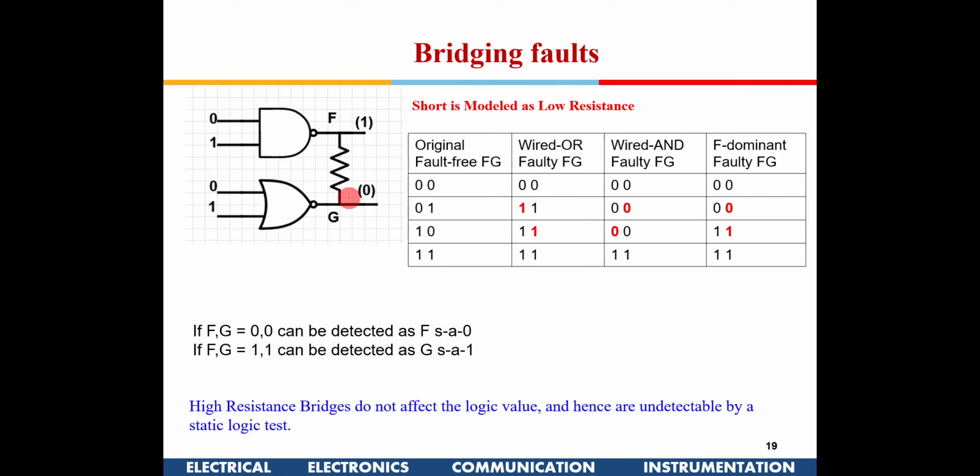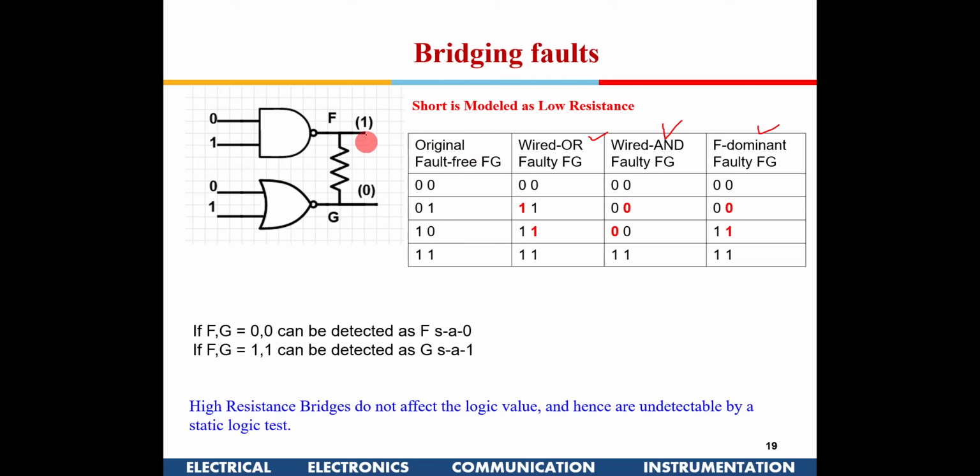Now when the outputs have a short, and that's the same for the input case also, you could model it as a resistor between these two outputs. These can result in a wired OR, wired AND, or an F dominant. It could be G dominant also, but I'm just giving one example of F dominant. So there could be one more which is known as G dominant. Now for a wired OR, if I am giving 0 1 here, for a wired OR bridging fault the output will be 0 0, and this is the original output FG.